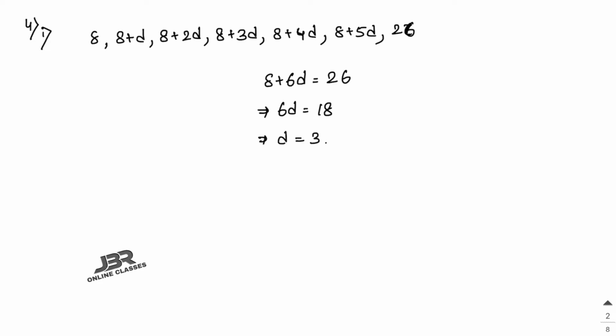So as D equal to 3, the second number will be 8 plus 3, 11, then 14, then 17, then 20 and 23. These 5 numbers are your answer.